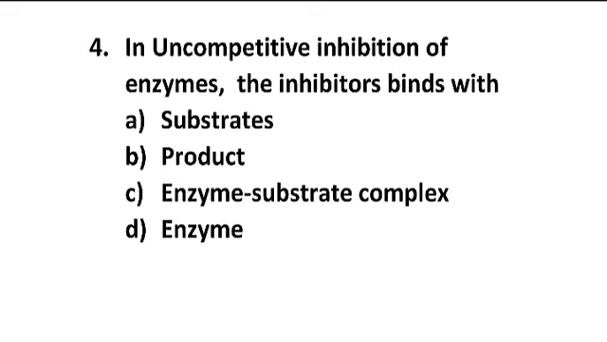In uncompetitive inhibition, the inhibitor binds with the enzyme substrate complex and forms an enzyme substrate inhibitor complex which decreases the activity of the enzyme. So the right answer is option C, that is enzyme substrate complex. Now moving to next question.